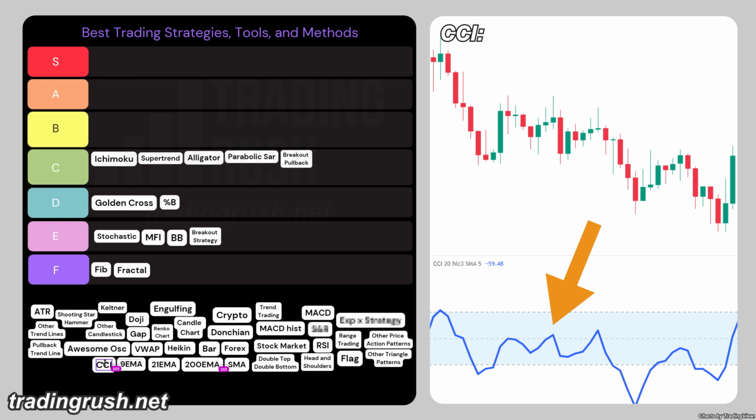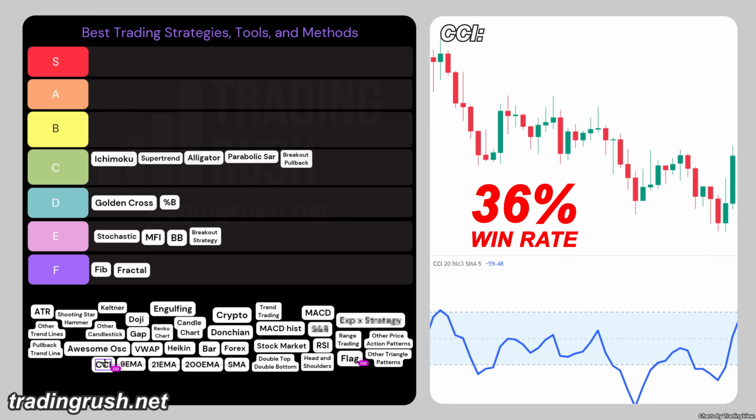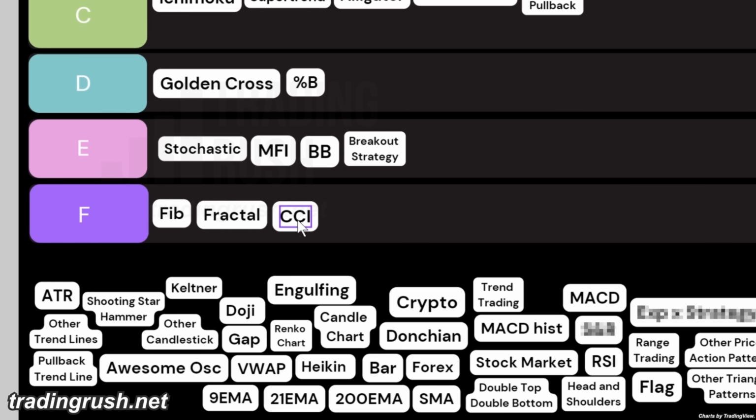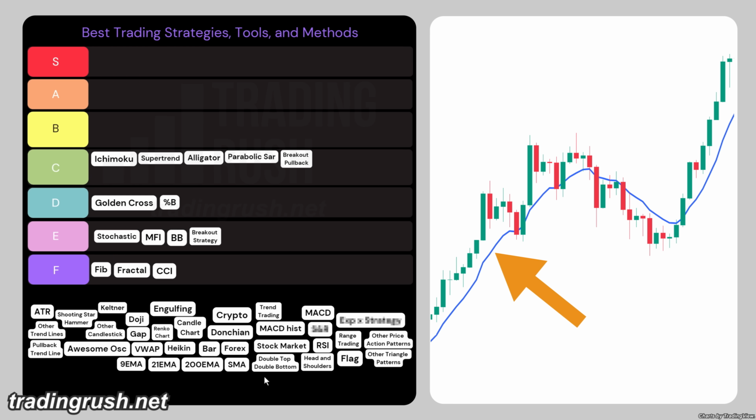The next one is the CCI indicator strategy. This just sucks. It got one of the worst win rates in my testing. I will put it in the F category next to Fractal. Let's see some moving average strategies.